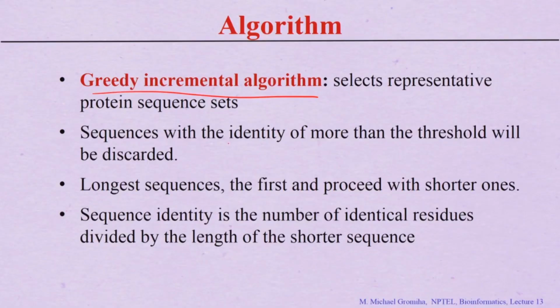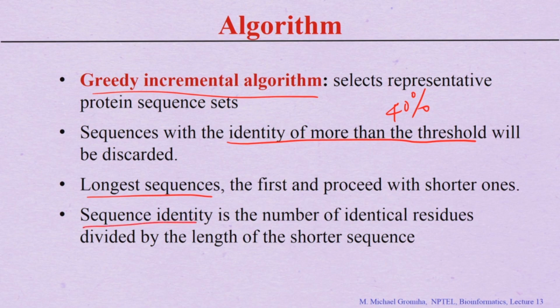It takes the sequences and we can specify the identity, for example 40%, as a specific threshold. If it is more than the threshold, for example 40%, right, that will be discarded. So, then it takes the longest sequences first and then proceeds with the shortest ones. And what is the sequence identity? Right, we discussed earlier, sequence identity is the number of identical residues divided by the length of the shorter sequence.